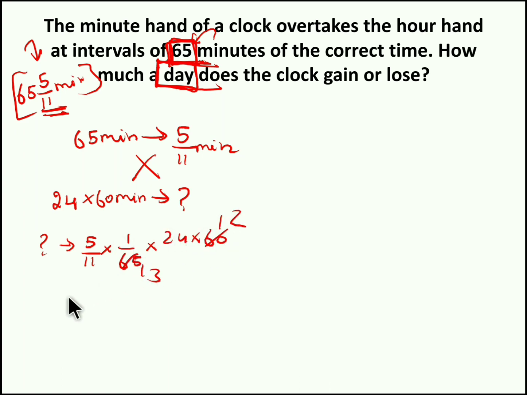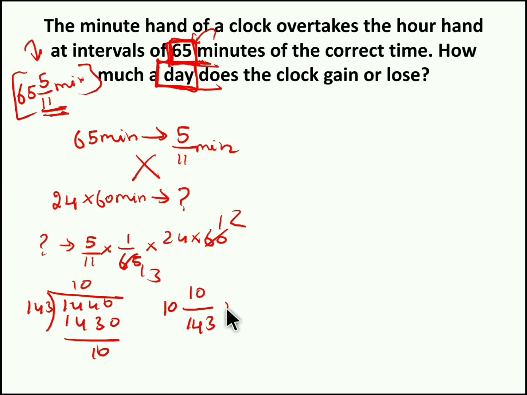So 5 into 24 into 12, we get 1440. 11 into 13, we get 143. 10 into 143, we get 1430. So the remainder is 10. Write these values as a mixed fraction. You get 10 by 143 minutes. If in 65 minutes it gains 5/11 minutes, in a day it will gain 10 by 143 minutes. So this becomes our answer. Hope you understood the problem.